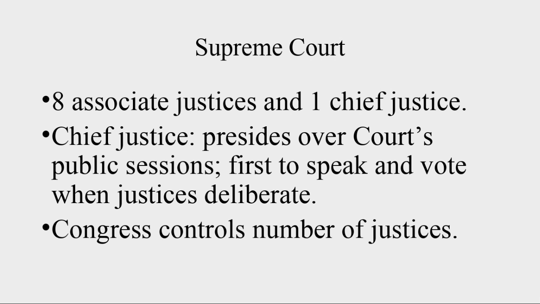All right, so now we're going to talk about the big kahuna, the Supreme Court, right? The court that tends to be considered the most when we talk about federal courts, the one that we pay the most attention to. There are 8 associate justices and 1 chief justice. The number of justices is controlled by Congress. It used to be 6, now it's 9.